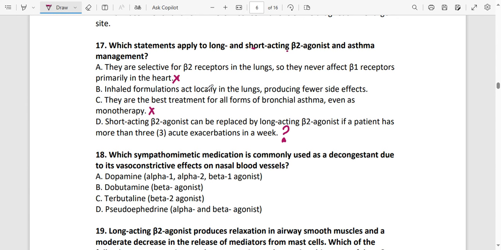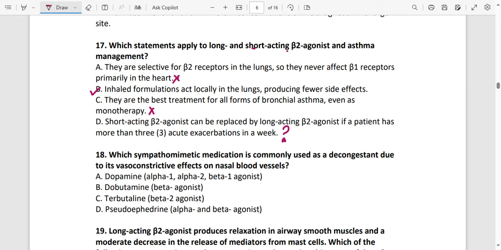Inhaled formulations act locally. That's why we use inhaled ones, because they act locally and that helps to reduce side effects. Those which you use IV have a lot of systemic effects. That's why they are not good.